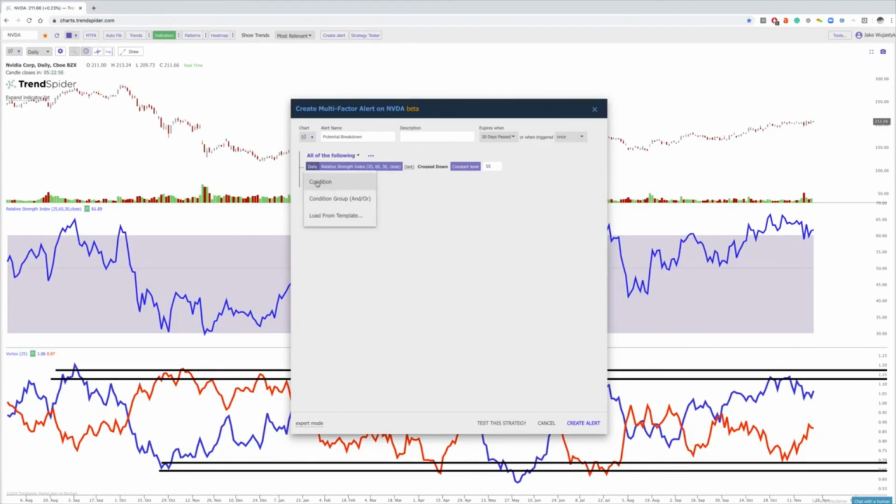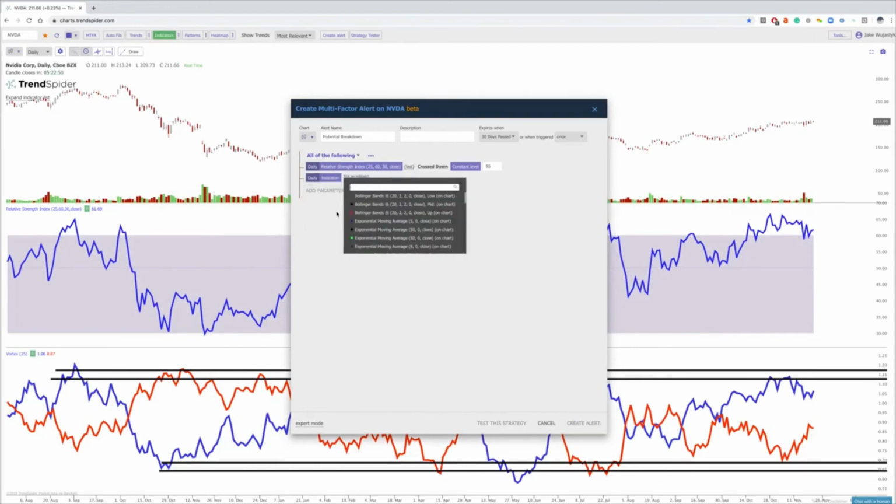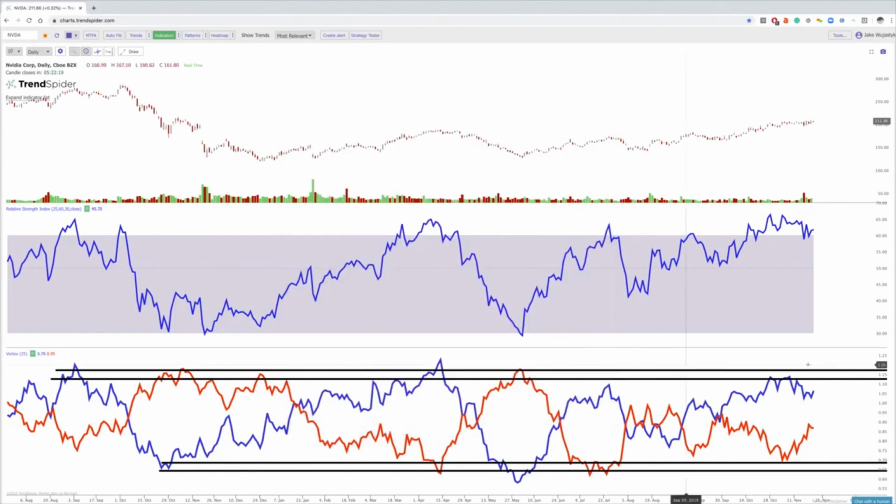You click condition, go to the daily, you go to indicator this time, and instead of the RSI, we would go to the Vortex indicator positive, has crossed down through the indicator daily Vortex indicator negative. So whenever that blue crosses down through the red, that will be our second condition, and that's when we know that the trend is possibly reversing to the downside or the upside, depending on which Vortex indicator, positive or negative, that you're looking at.